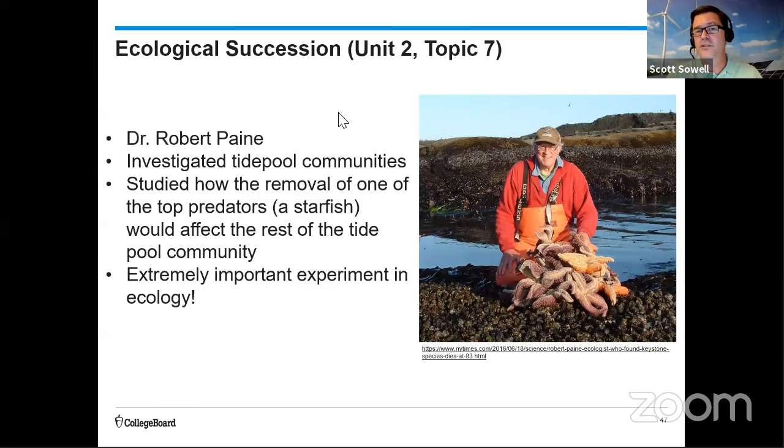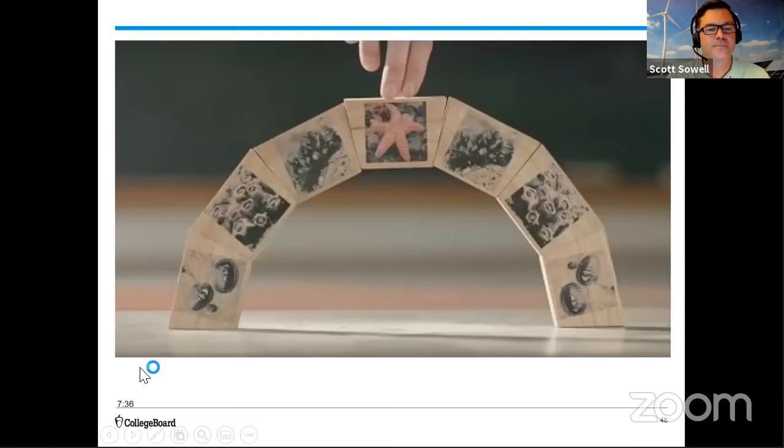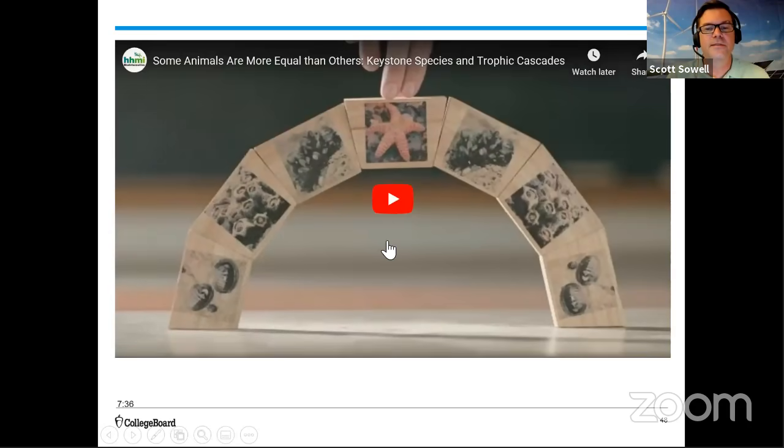So one way to do that is to make an experiment where he removed some, and you'll see how he did that here in this clip. We're going to watch just 2 or 3 minutes of this.